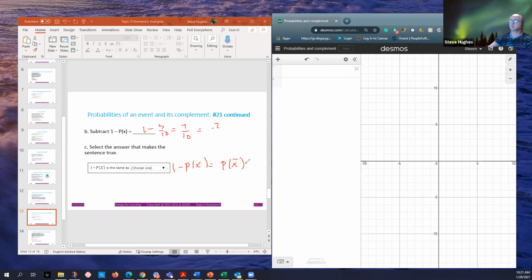I use a line over the top to mean not, okay? That's what I use. So 1 minus P of X is exactly the same thing as P of not X. Good. Good job, everybody.